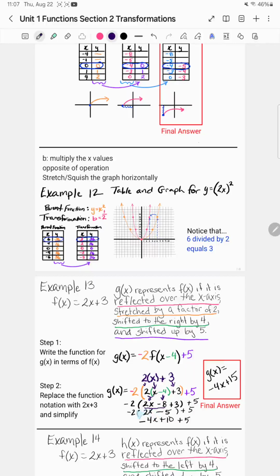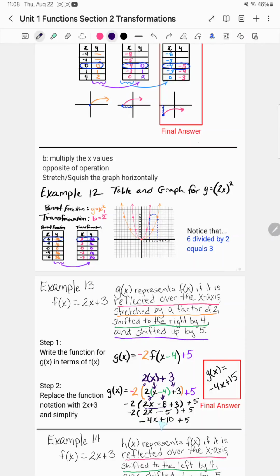Now we'll start dealing with the outside. So we have to do multiplication before we do addition. So we'll distribute the -2. So -2 times 2 is -4x. -2 times -5, the double negative, gives me a +10. So this here now is how I got this.